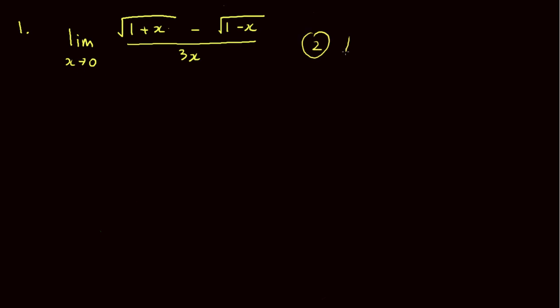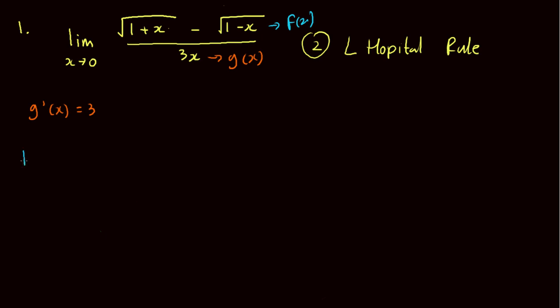So now we do L'Hopital rule. To solve this by L'Hopital rule, I'm going to denote this as g(x) first of all, and I'm going to denote this as f(x). For g(x), if you take the derivative of g(x), it's pretty straightforward. It's simply 3. But for f(x), if we take the derivative of f(x), it will become what?